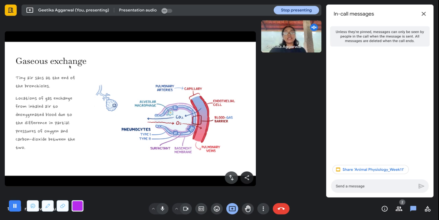So these are basically the tiny air sacs at the end of the bronchioles, and they are the locations of gas exchange between the inhaled air and the deoxygenated blood due to the difference in the partial pressure, as I already mentioned. And they are made up of different types of pneumocytes, basically type 1 and type 2, and you can see that there's a difference in their structure. And there is this basal membrane on which everything settles down, and there's this alveolar macrophage which travels along in the alveoli. The blood that comes into this capillary is deoxygenated. That's why it's been highlighted in blue, and the blood that leaves is oxygenated, shown in red.